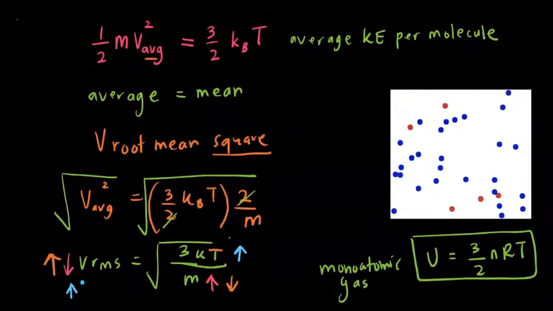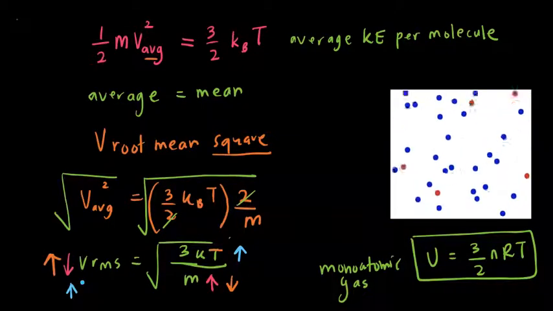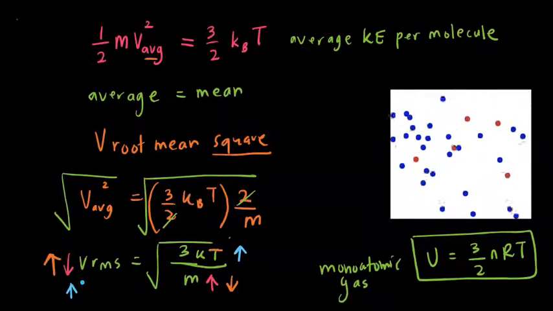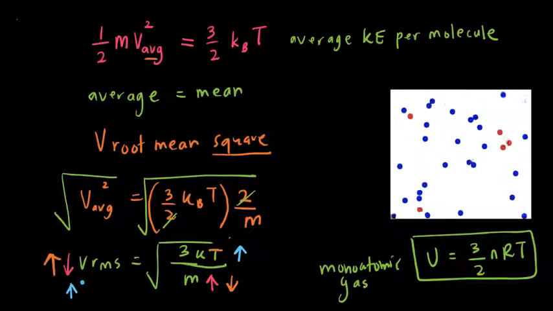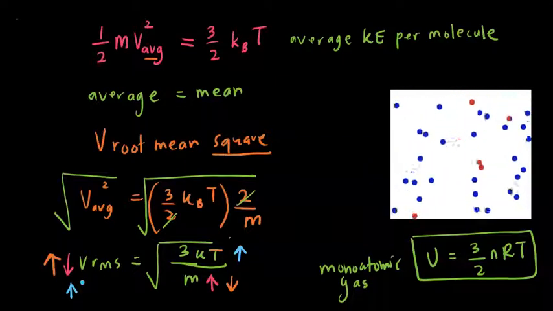So lagi berat, lagi slow. Lagi tinggi temperature, lagi laju. So this is what this equation tells us. Alright, so that's the end of kinetic theory.